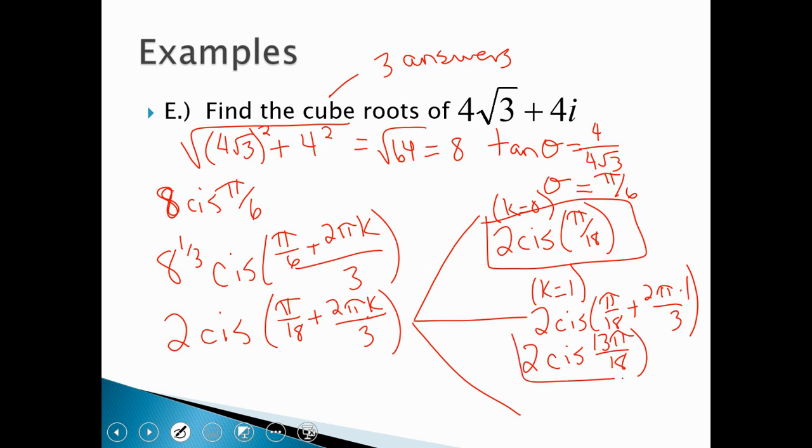And then the last one would be k equals 2. And that would be 2 cis. We need to add another 12 18ths to it, so it's 25 18ths. If we needed to change this back into complex form, we'd have to use a calculator because 25 18ths is not something we could do with that. And remember, we would do cosine of 25 pi over 18 plus i, and then we'd figure out sine of 25 pi over 18 and then multiply by 2.